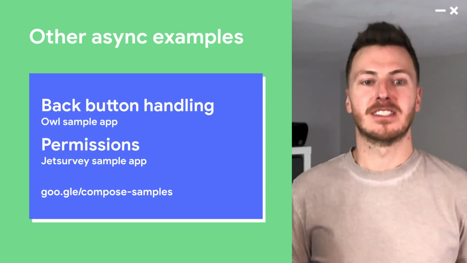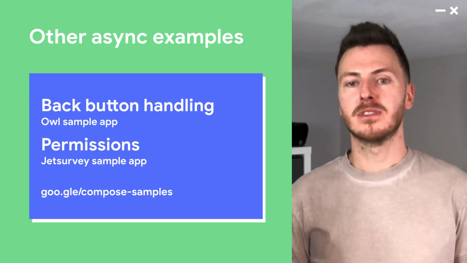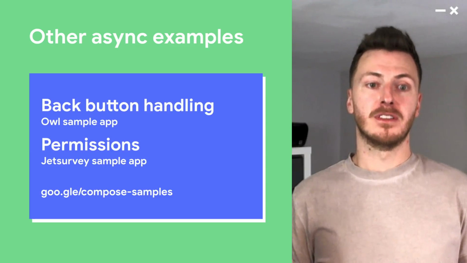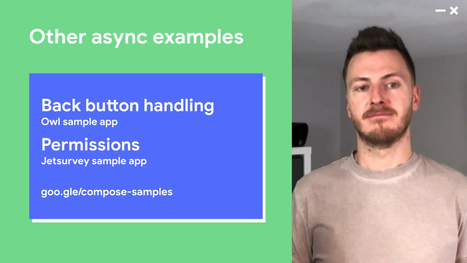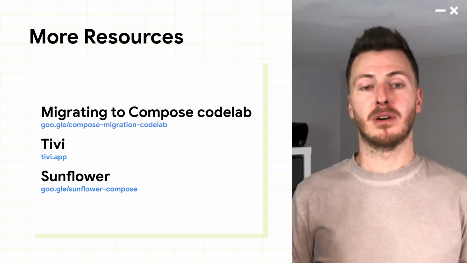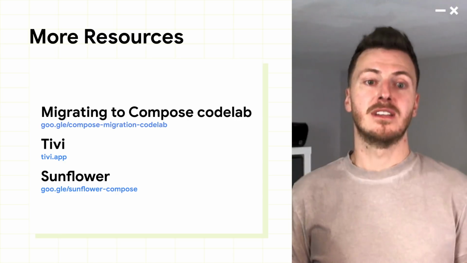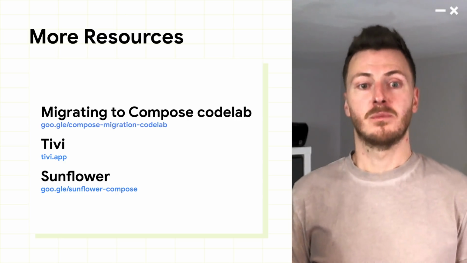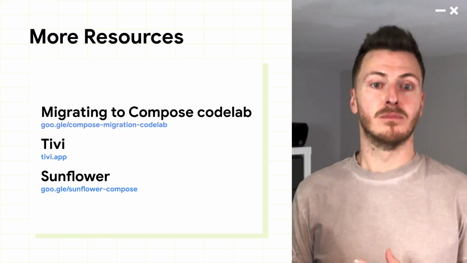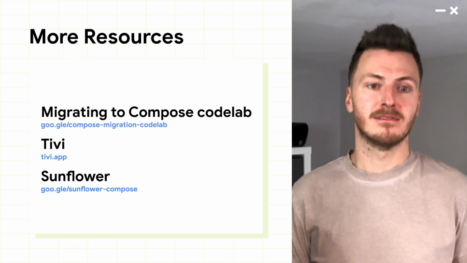If you'd like to see some more examples of async operations in Compose, you can check out the OWL and JetSurvey sample apps, which have added support for the back button and runtime permissions. If you'd like to try out migrating an app to Compose, we have the Migrating to Compose code lab for you to try, as well as the TV and Sunflower sample apps, which are being migrated to Compose as we speak. So check out those if you'd like to see some more complex examples or even help out.